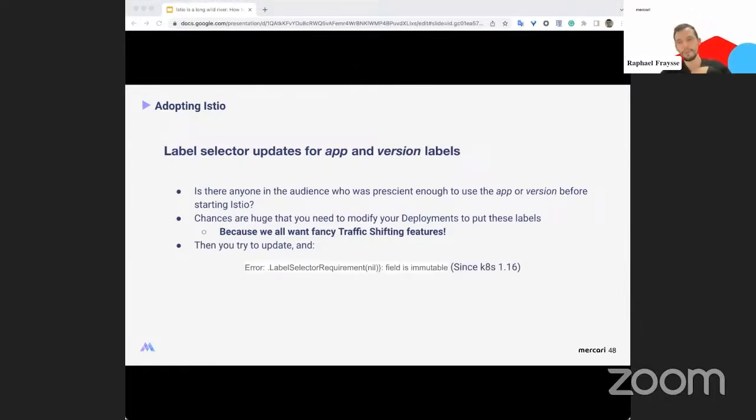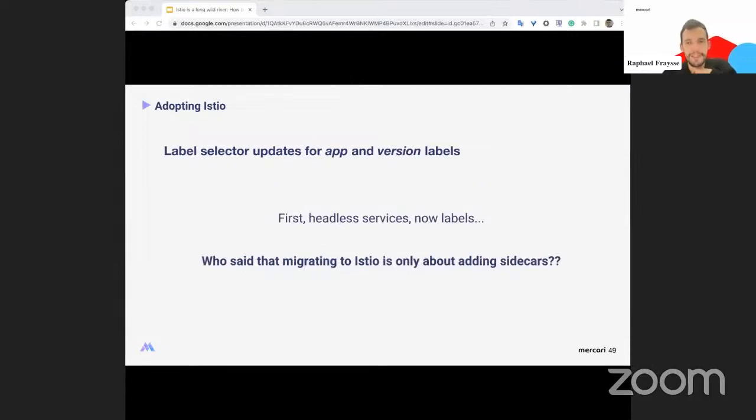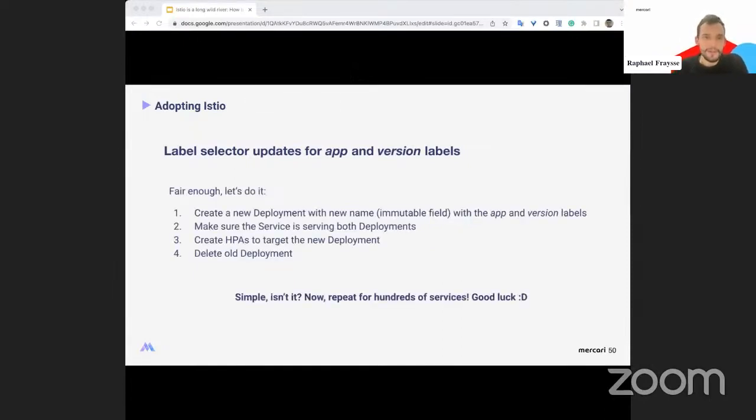And the issue is that when you want to update the label selector, since Kubernetes 1.16, you have this field is immutable issue on the label selector. So it starts getting a lot for just having Istio. And many people think, okay, Istio is just about, yeah, I will add sidecars, everything will be working. But we just saw that now we have headless services, we have labels. We need to think how to migrate all our services, having the consistency of putting those labels, creating the appropriate services. So it's not very difficult.